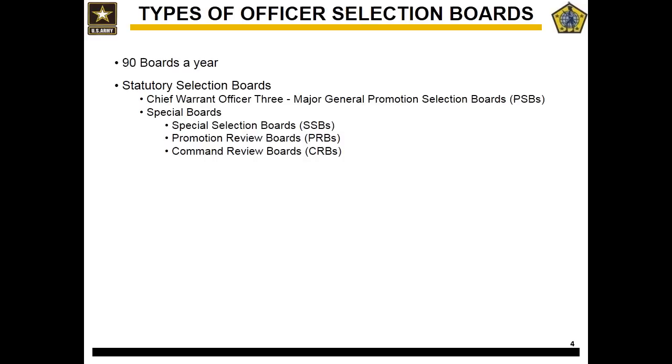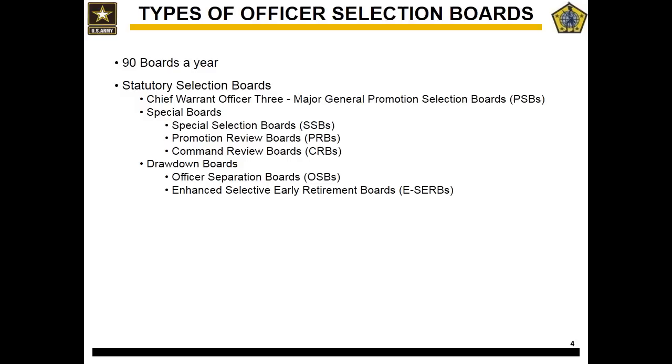Special selection boards convene as a result of officer omission from the original board or to reconsider officers who are not selected based on a material error. Promotion and command review boards convene to determine if selected officers should remain on standing selection lists. Law also governs all drawdown boards. The officer separation and enhanced selective early retirement boards consider captains and majors. The selective early retirement boards consider lieutenant colonels and colonels.